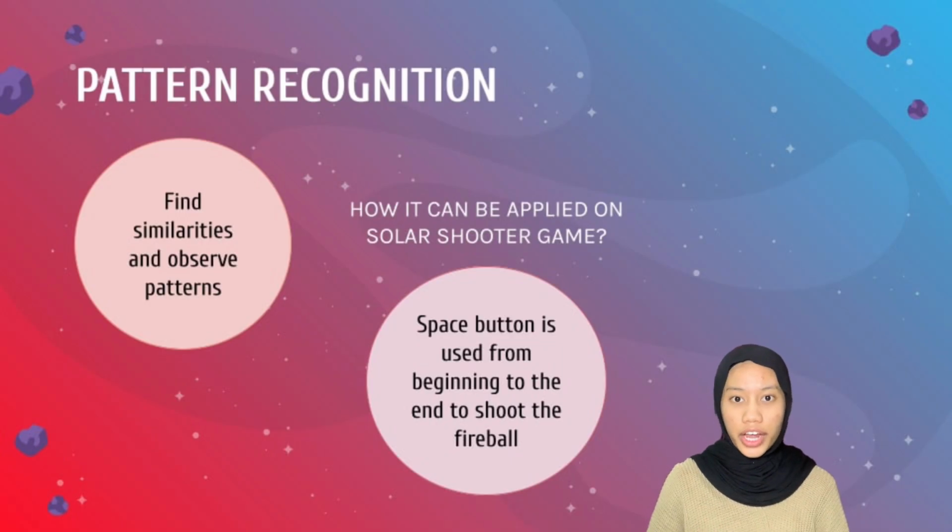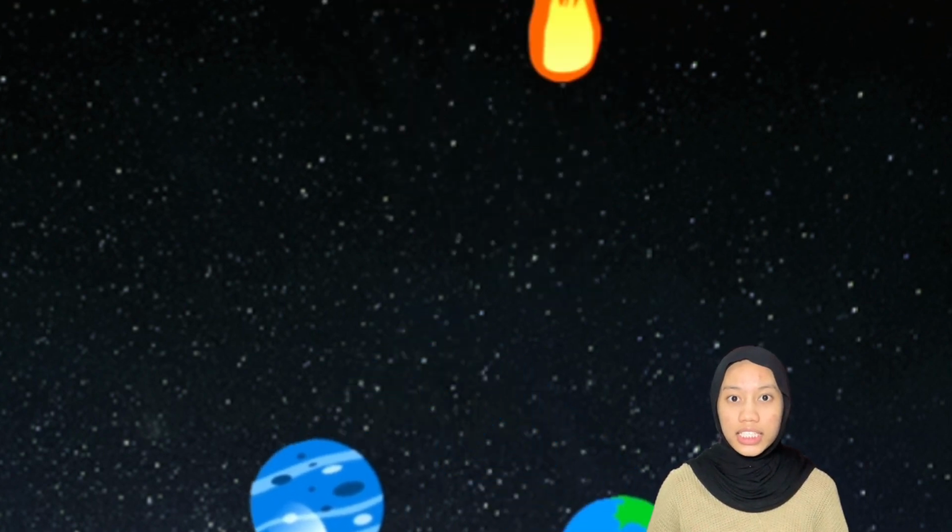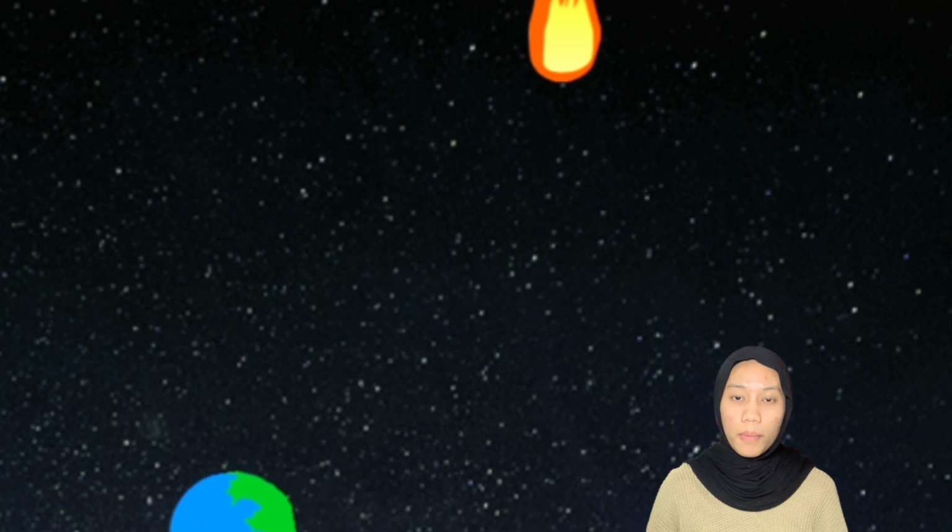Next is pattern recognition, which is defined as finding similarities and observing patterns. We can see the similarity while playing the game, where the space button is used from beginning to end to shoot the fireball. So look here, how can I shoot the fireball? This is because I click the space button, so the comet will explode.